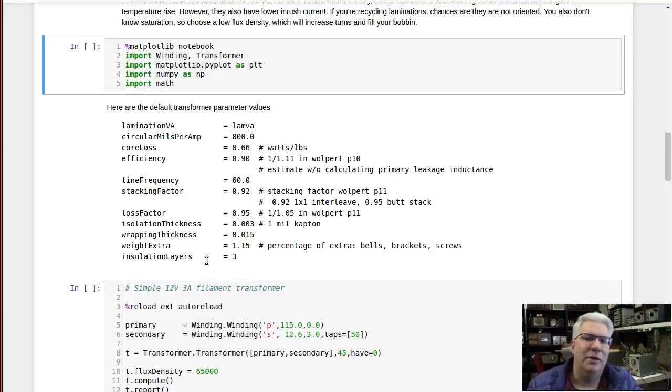Insulation wrap layers is how many layers of that Kapton tape I'm actually going to wind around. Theoretically, I can get by with just one, because that's 5,000 volt dielectric breakdown. But if there's a pinprick or whatever in there, you want to go ahead and do a couple of those just to make sure, as a safety measure.